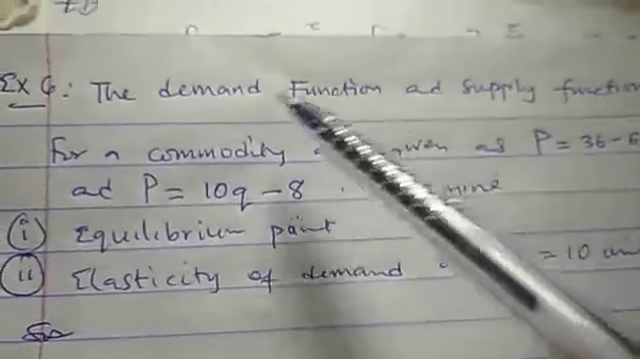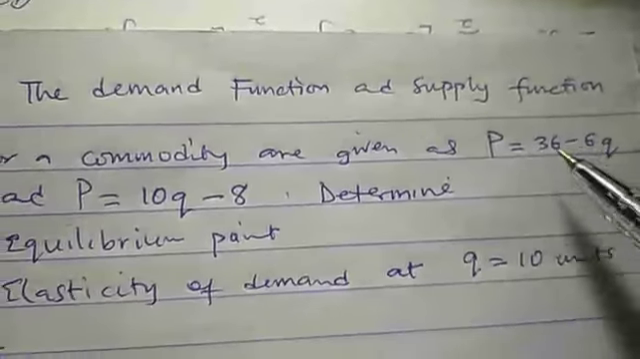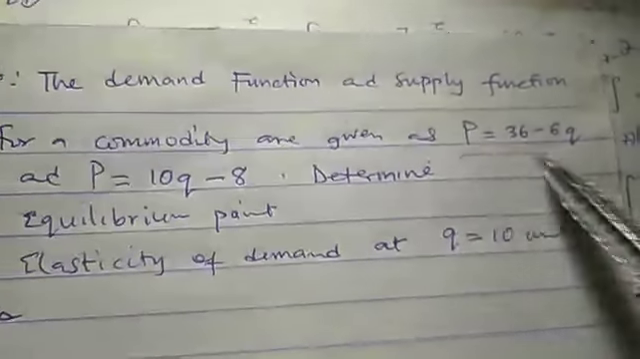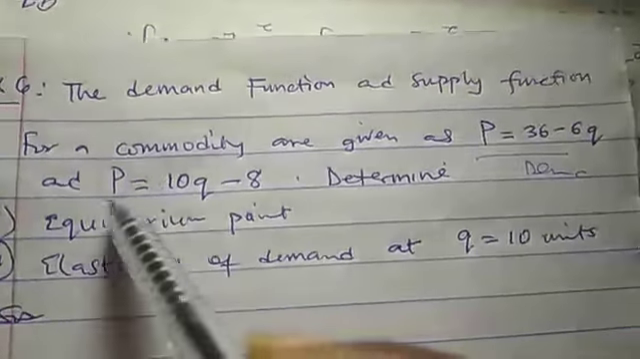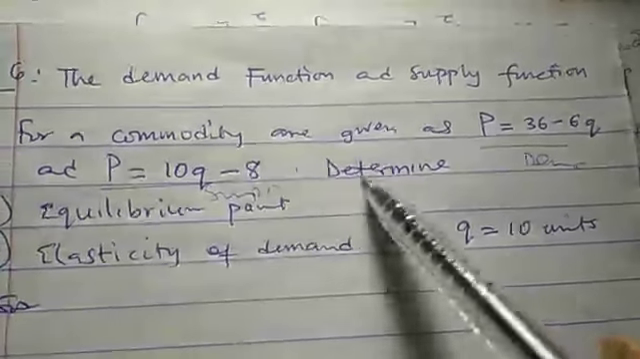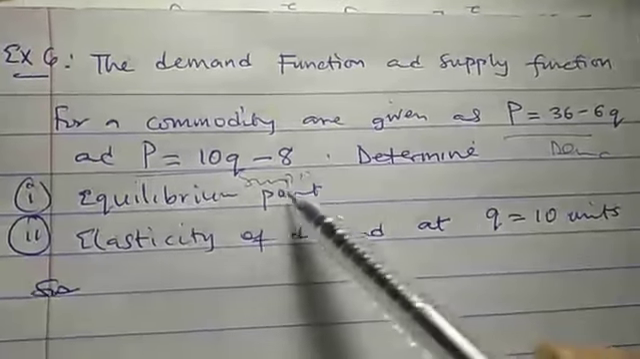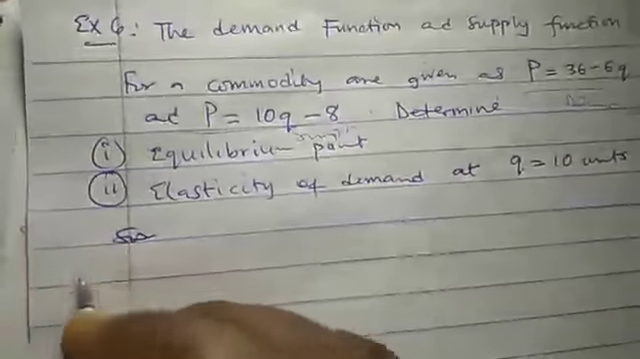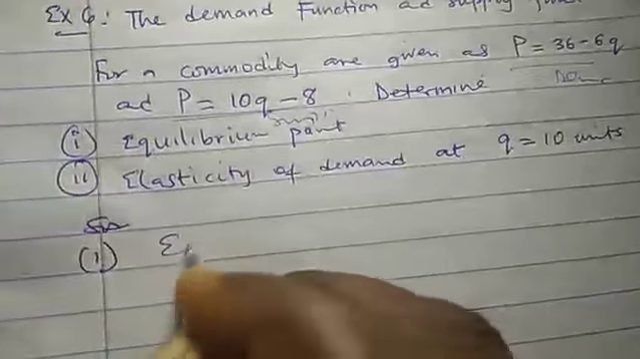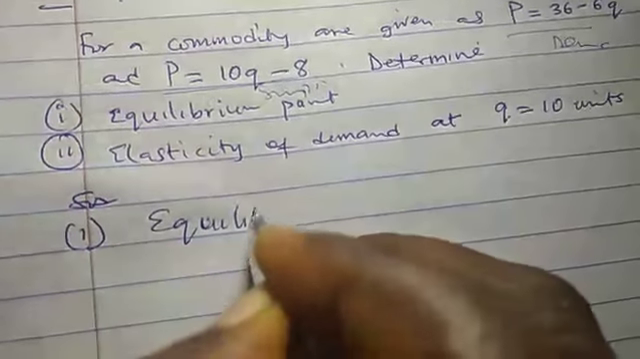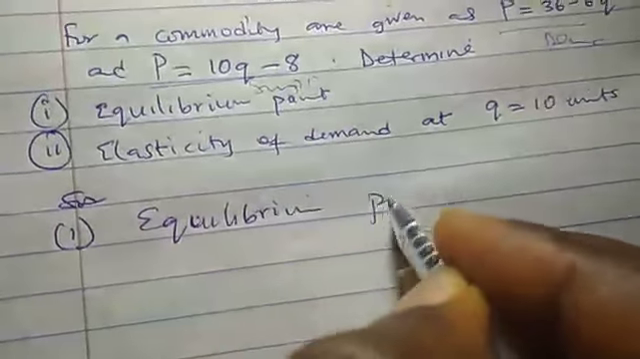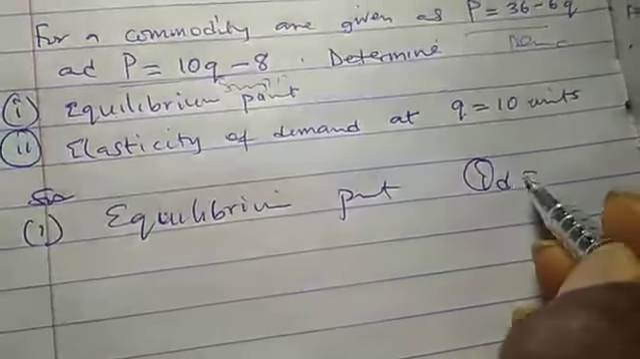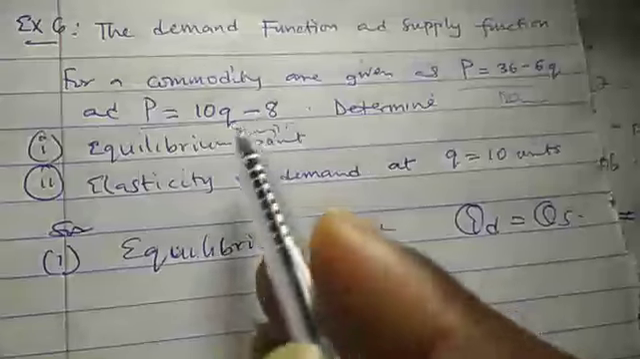Another example: the demand function and supply function for a commodity are given as this. This is demand, and this one is supply. Determine: 1. the equilibrium point, and 2. the elasticity of demand at q equal to 10. The first one, the equilibrium point, is when quantity demanded is equal to quantity supplied. When demand is equal to supply, we have the equilibrium point.